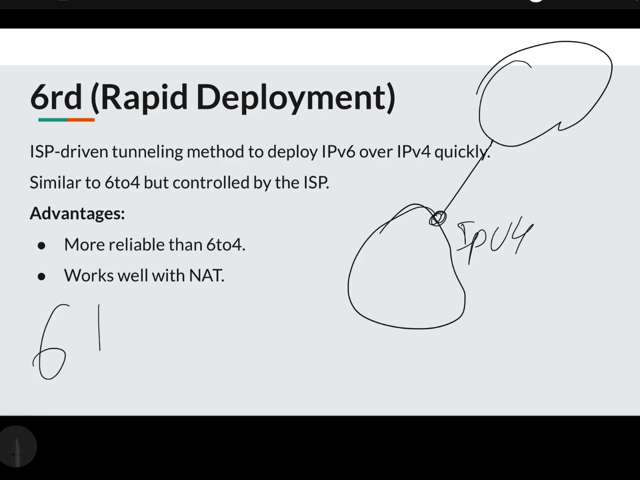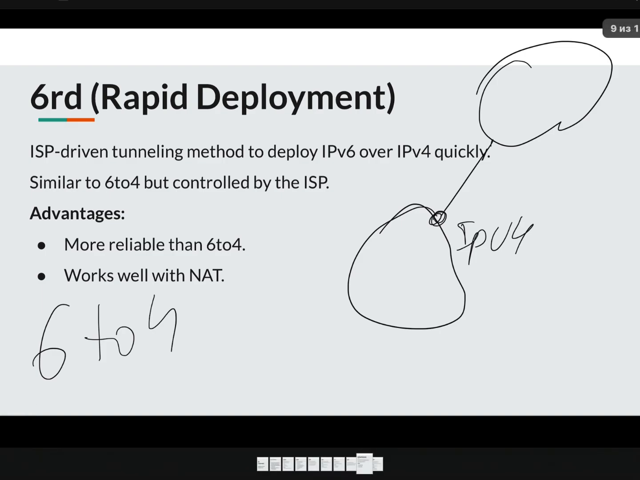So it's almost like 6to4. NAT supportive, it can function effectively in a network with a NAT, unlike 6to4. So 6RD is the ISP-managed tunneling solution for deploying IPv6 over IPv4 efficiently by addressing reliability and NAT limitations of 6to4. It serves as a more robust option for IPv6 transition during the early stage of adoption.